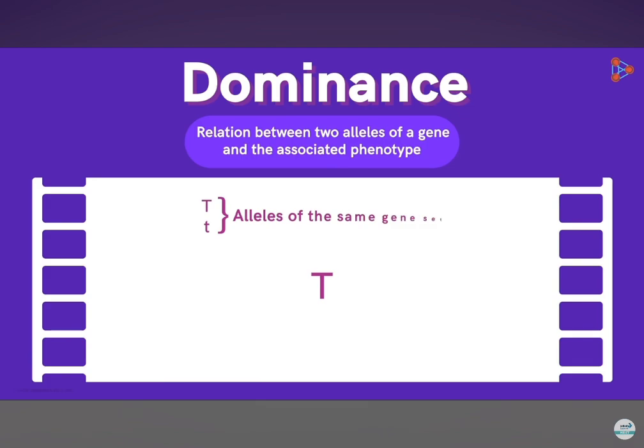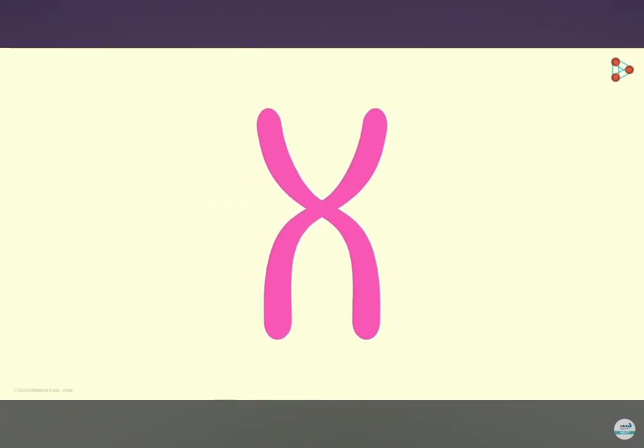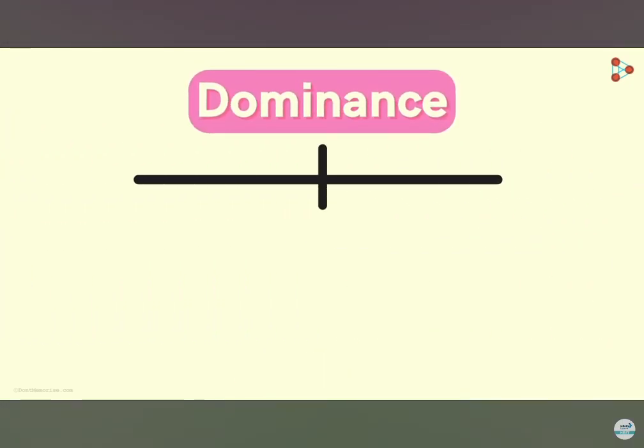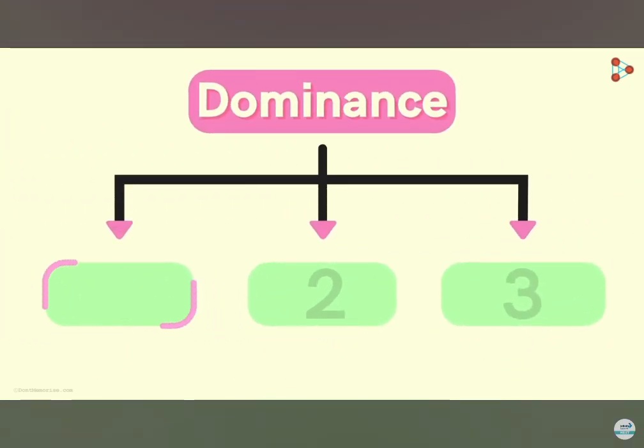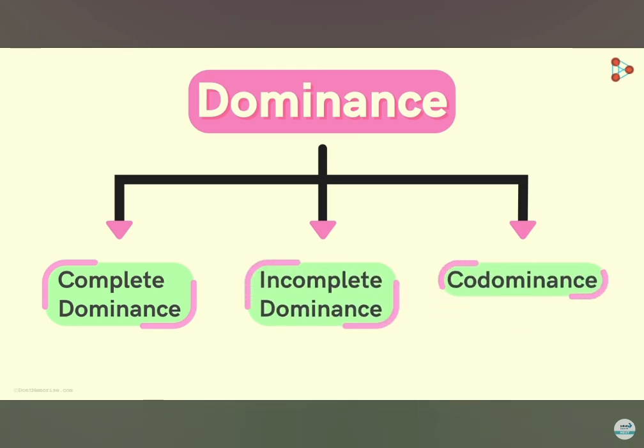So if T is one allele from a gene set which is dominant for the trait height, then its effect on the other allele, which may be T or t, is called dominance. Based on the gene interactions, dominance is categorized into three types: complete dominance, which is very common in nature, and incomplete and codominance, which are relatively rare. Let's review all these three types with one common and simple example.